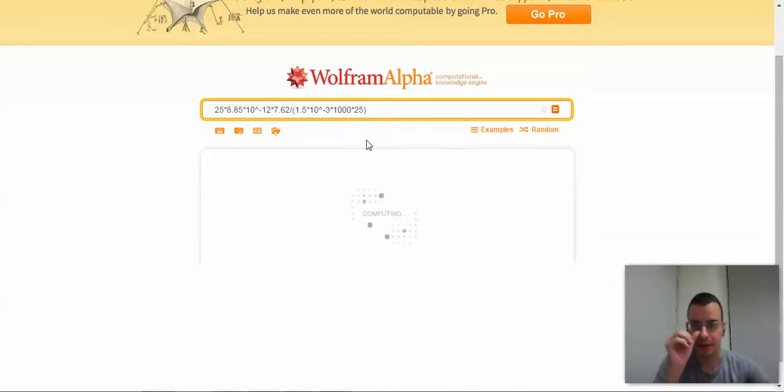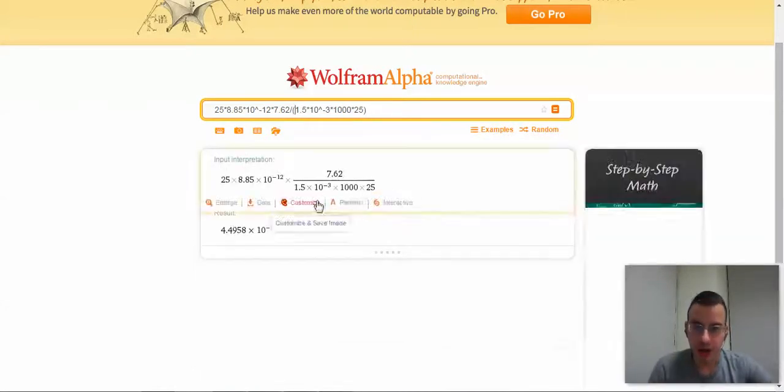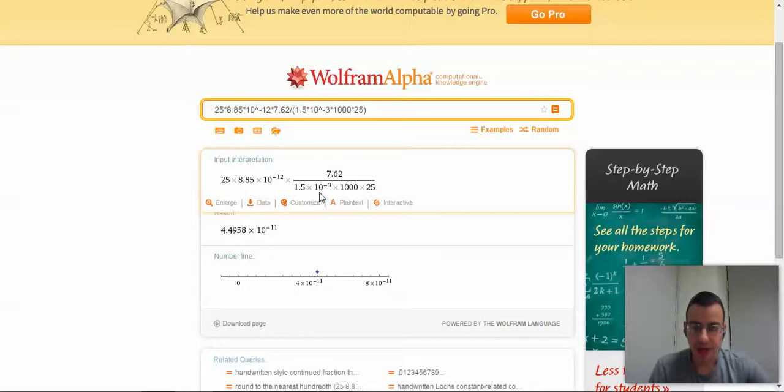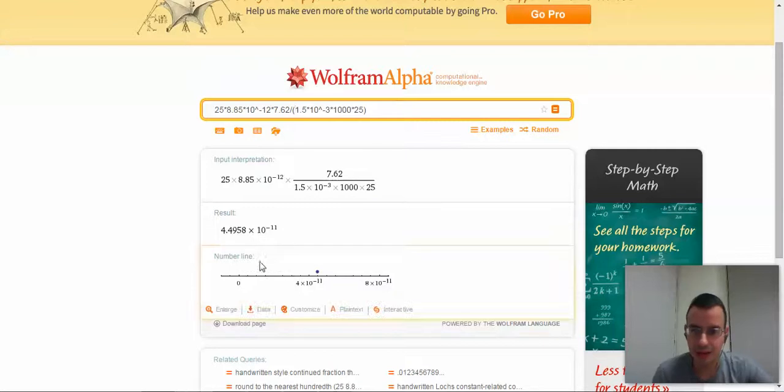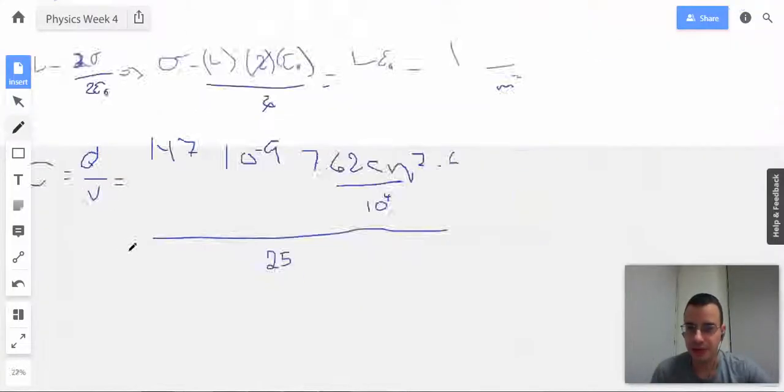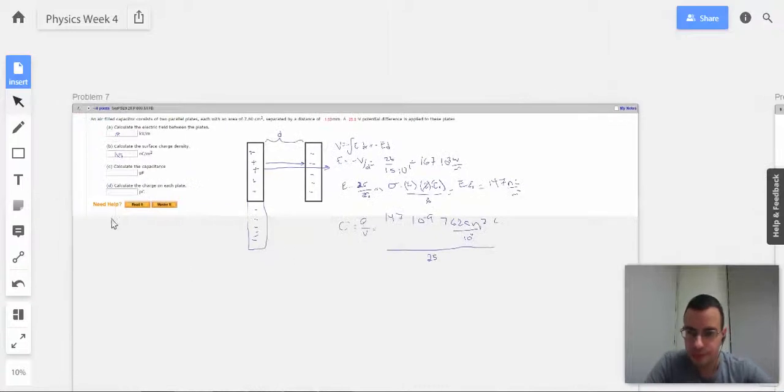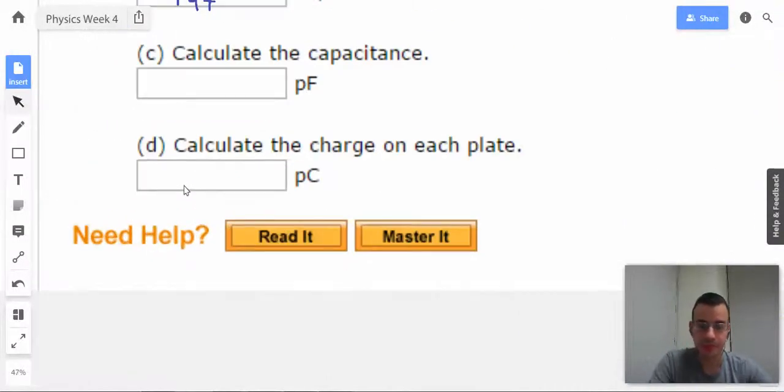There we go. All right, got the 1,000 on the bottom, got the 25 on the bottom. Have a 1.5 times 10 to the negative third. That's probably from the previous. Yeah, I'll assume that's correct. And we get 4.5 times 10 to the negative 11th. Bam. Which is 45 picofarads.